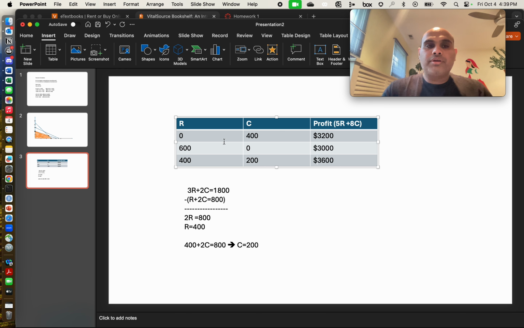So the optimal solution here is to make 400 regular gloves, 200 catcher's gloves, and make a profit of 3,600, right? That's it. I'm going to stop this right here.